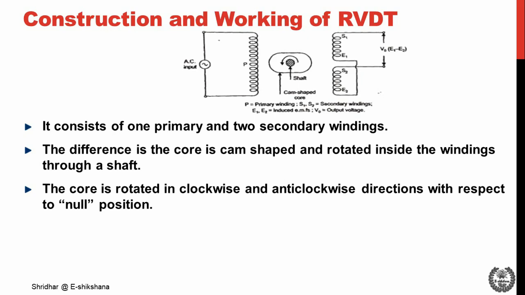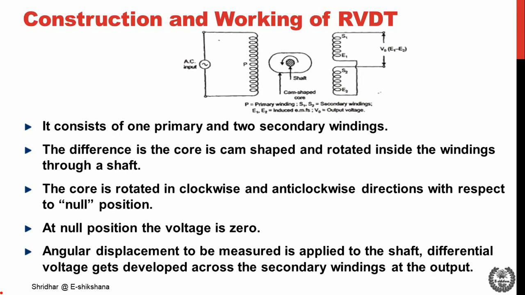When the core is at the null position, the output voltage is zero because the voltages induced in both the secondary windings S1 and S2 are equal and in opposite directions. When any angular displacement with respect to the null position is applied to the shaft, a differential voltage gets developed across the secondary windings at the output.